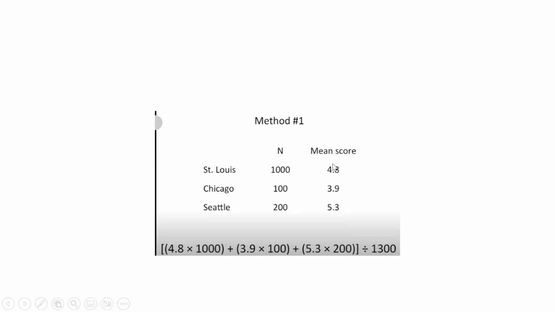Now, how do you combine? Assuming you're doing meta-analysis, how do you combine the mean data? It's not just ordinary 4.8 plus 3.9 plus 5.3 divided by 3. No, because you didn't include the sample size. So what do you do? You multiply the mean by the sample size for each of them, and then divide by the total population. Do you understand? That's how you get your pooled mean.